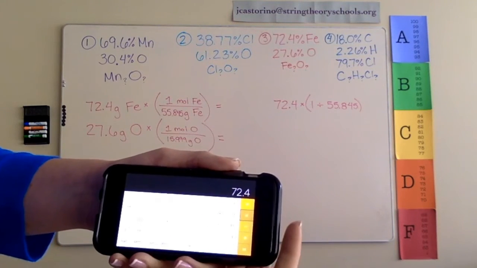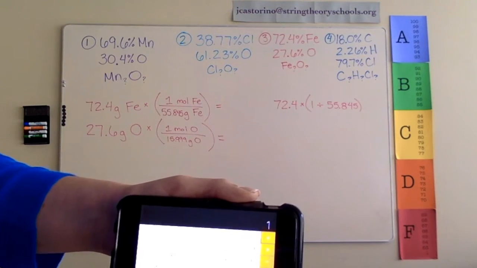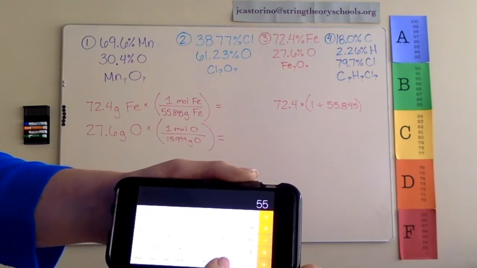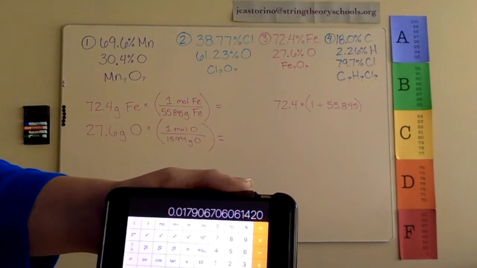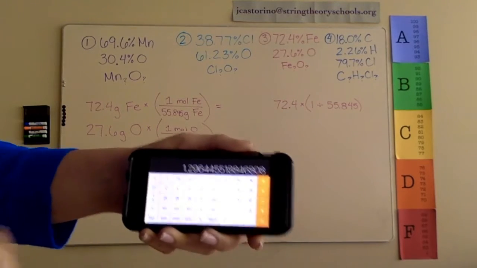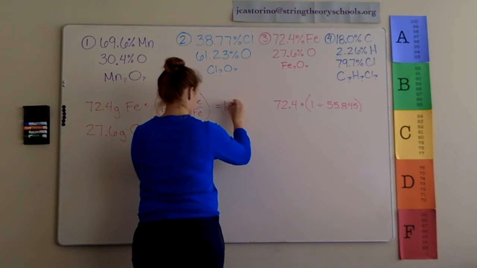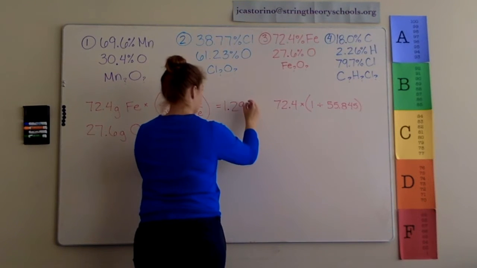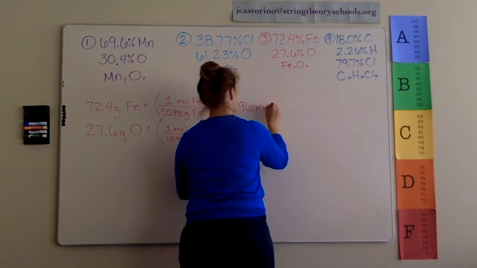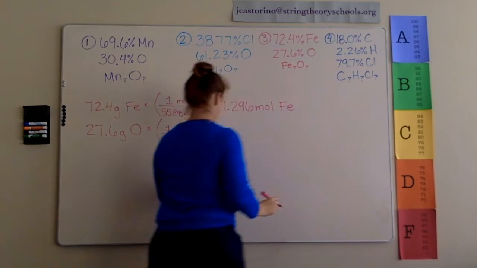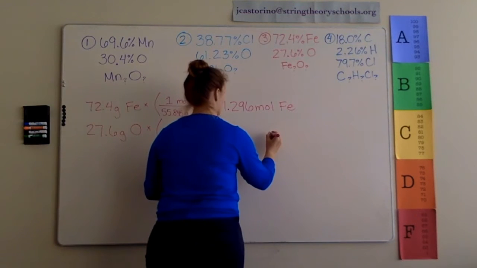72.4 times, start parentheses, 1 divided by 55.845, end parentheses, equals. If you don't press the equal sign, you're not going to find the answer. And we get 1.296 moles of iron.